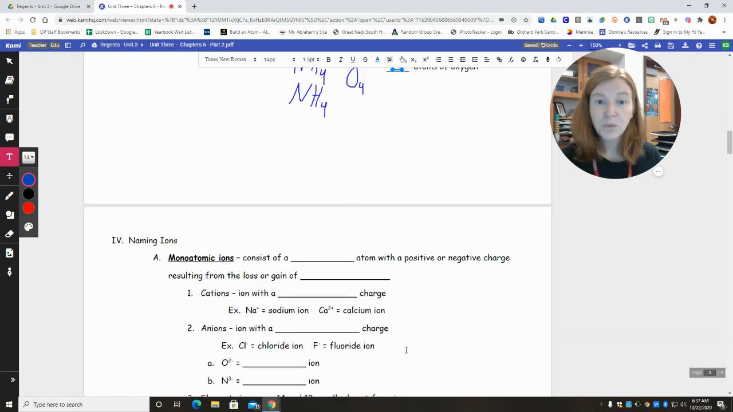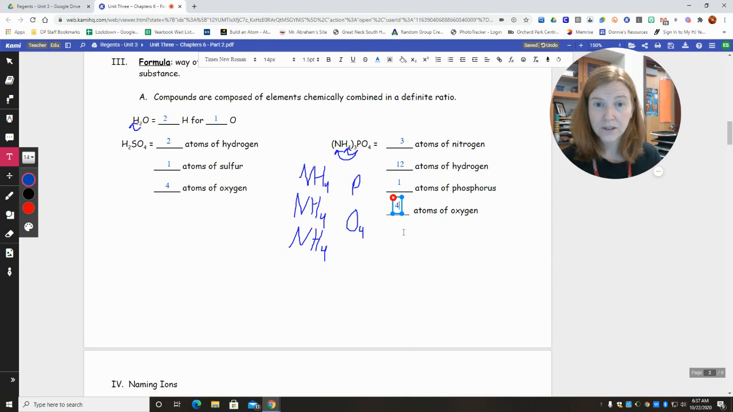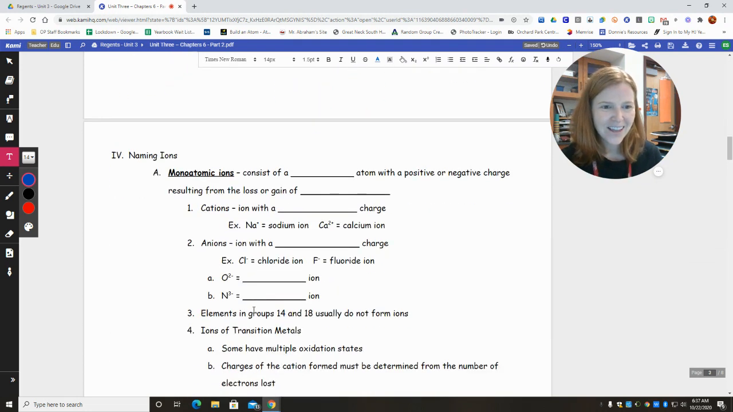All right, we will get more practice with that later, because one of the things we have to be able to do is figure out how many of something there are.